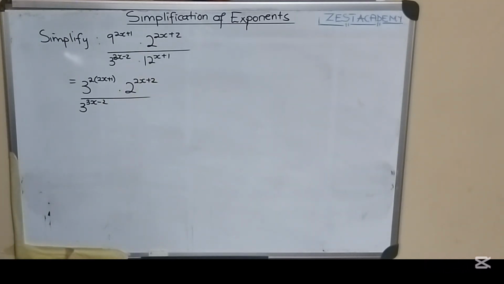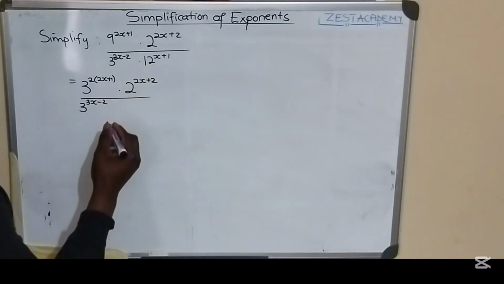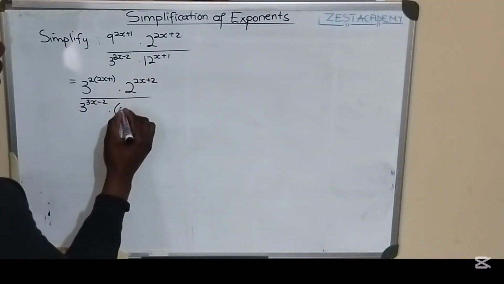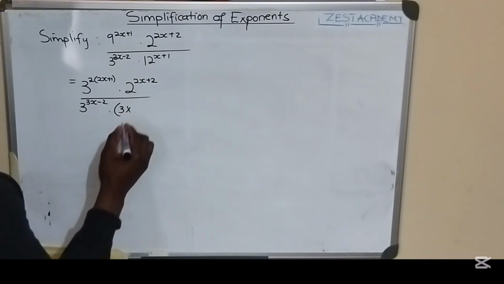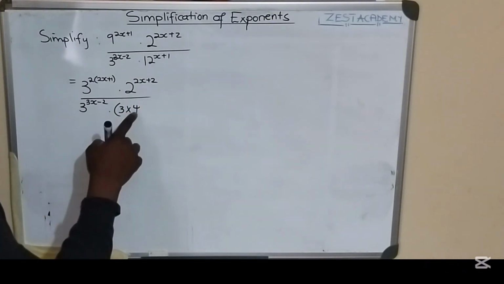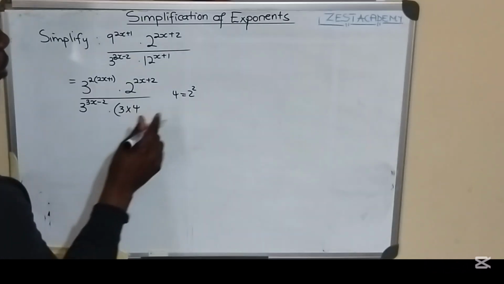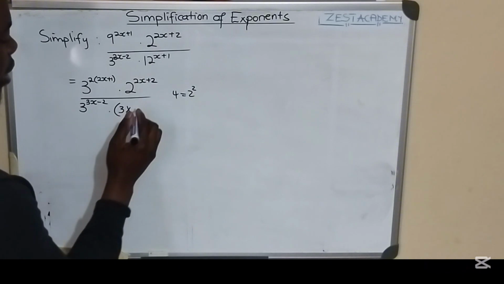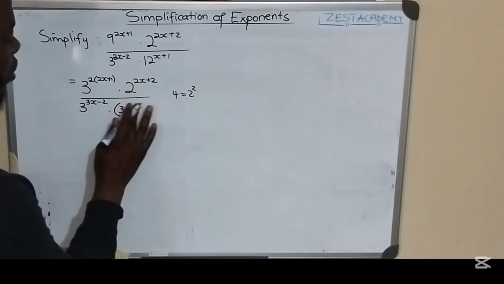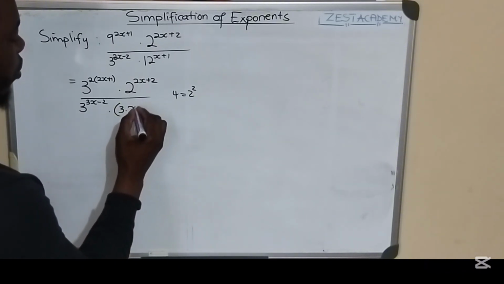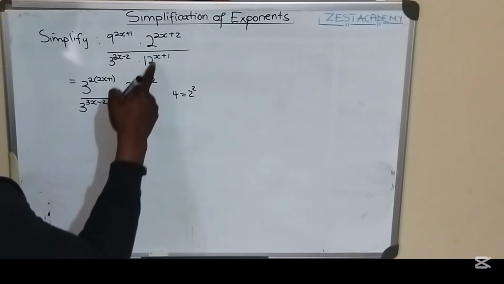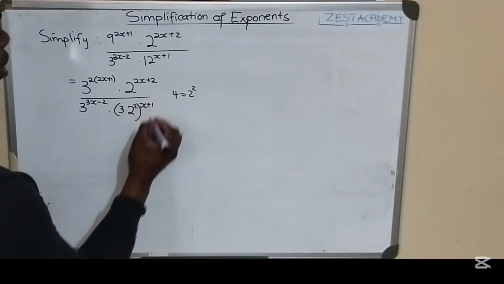What about 12? 12 can be written as 3 times 4, but we know also that 4 can be written as 2 to the power of 2. So that's what we're going to do there. We're going to write this as 2 to the power of 2, in brackets, what was our exponent? Our exponent was x plus 1.